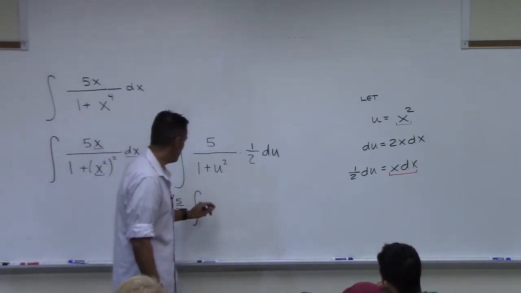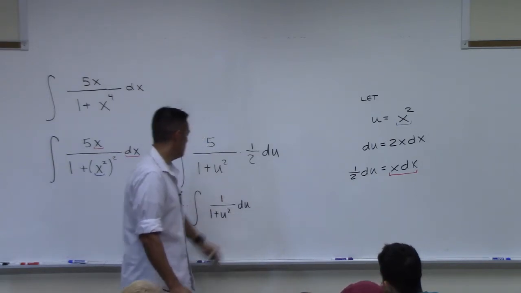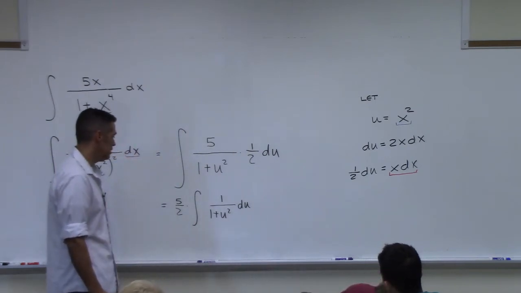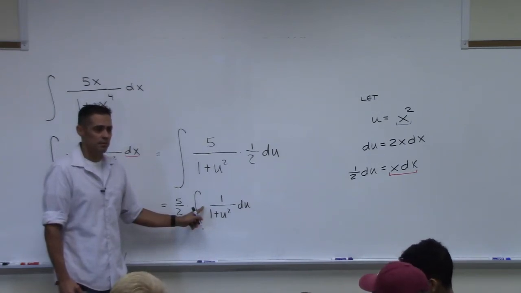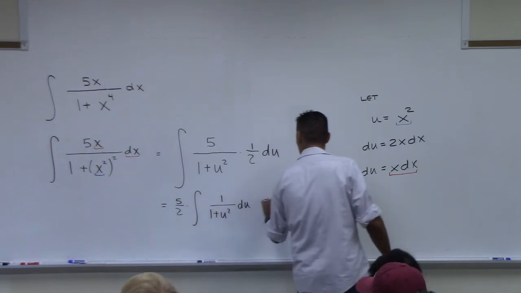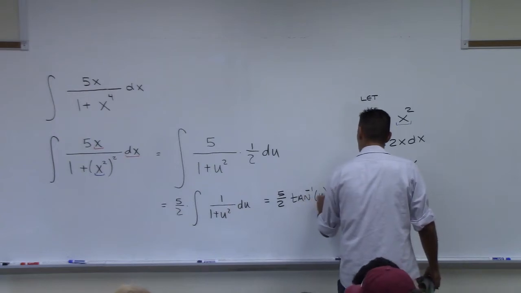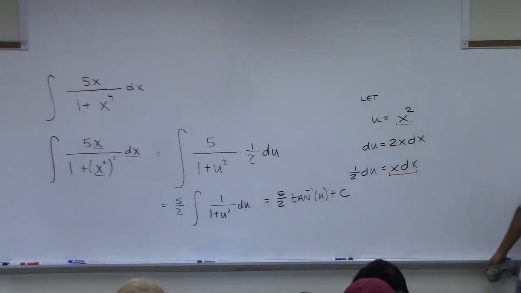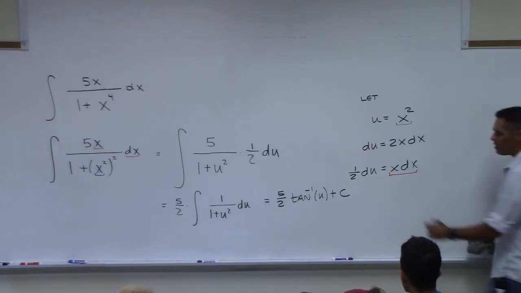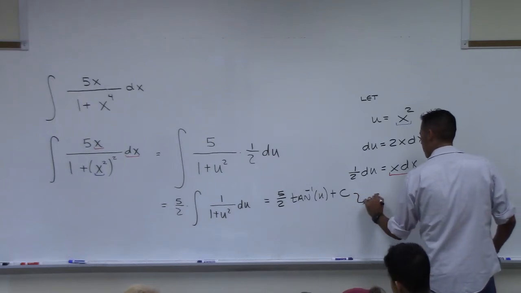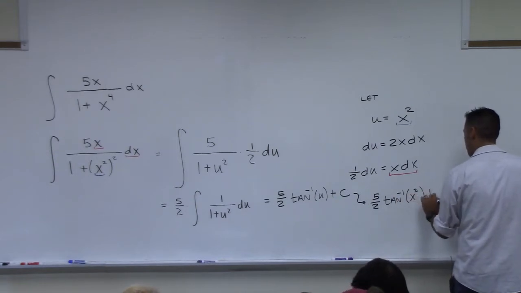And what do I still have in here? 1 over 1 plus u squared du. Okay? And that's the antiderivative of this is arctangent of u. 5/2 arctangent of u plus c. But what's u? Because we're not done here. X squared. 5/2 arctangent of x squared plus c.